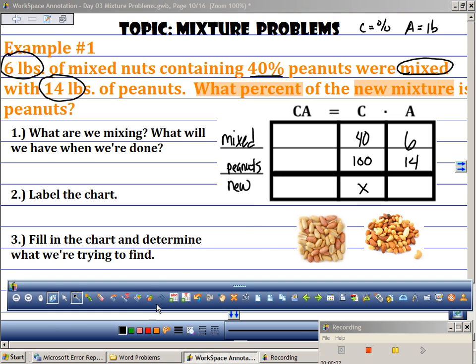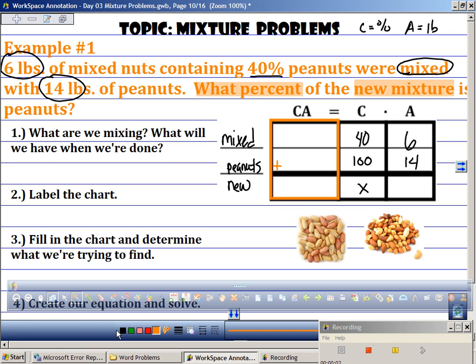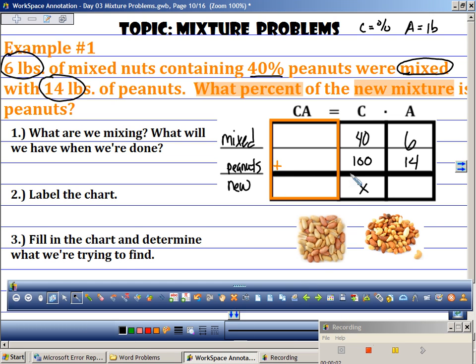My last job is to fill out this box and total it. There's only one thing missing. It's over here. If you have 6 pounds of something and 14 pounds of something, how much do you have total?